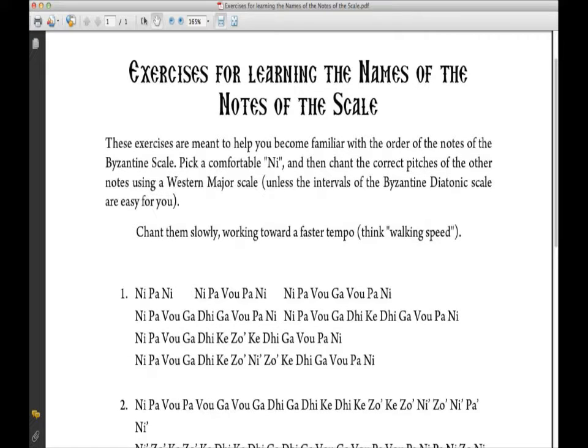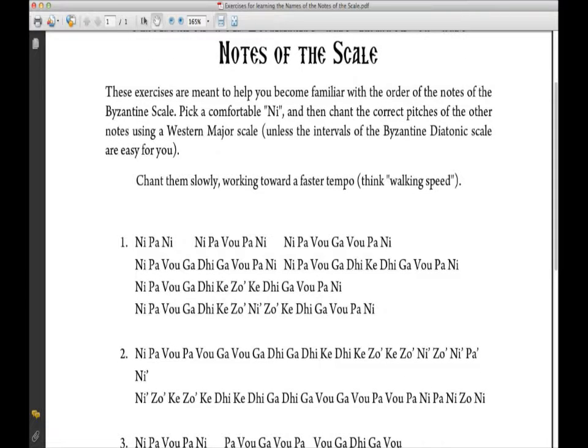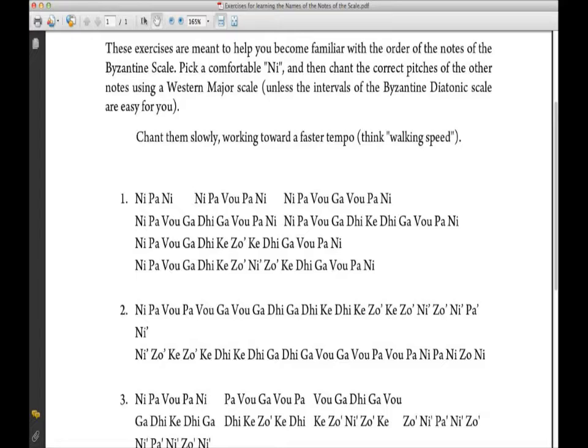Ni pa ni, pa vu pa, ni pa vu ga vu pa, ni pa vu ga di ga vu pa ni pa vu ke di ka vo pa ni, ni pa vo ga di ke zo ni zo ke di ga vo pa ni. All right, easy. Especially because it's written for you.